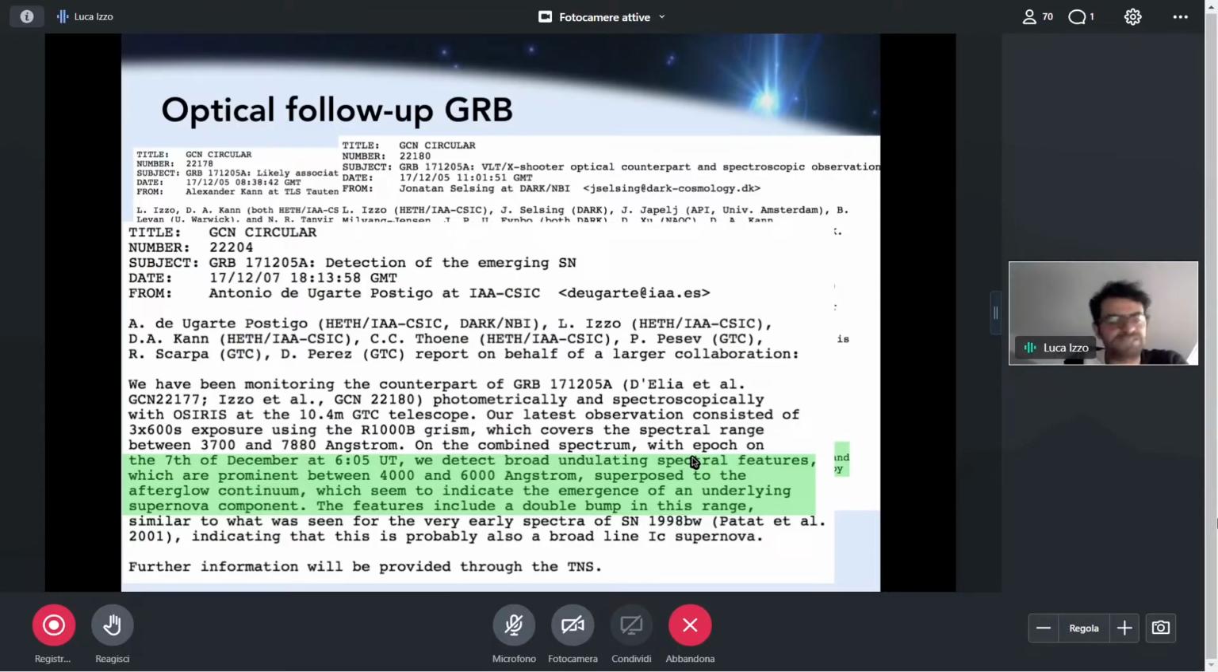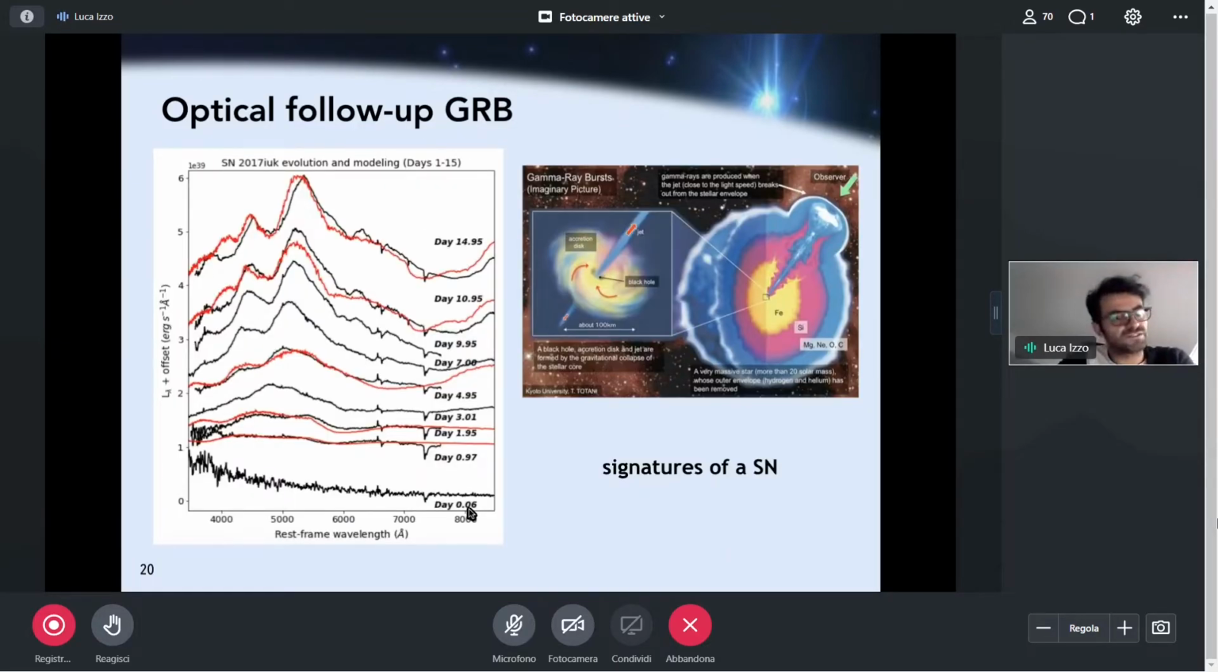Indeed, this is a spectral series for these events. The bottom spectrum corresponds to the first observation at the VLT, showing a classical power-law behavior typical of afterglow-dominated emission. But already from day 1 and day 2, the emergence of undulating features, the black curve, while the red curves are spectral simulations. Don't pay much attention to the red curves. The black curves already were showing, around 4,000 and 6,000 angstrom, typical features observed from emerging supernova Ic broad-line associated with gamma ray bursts.